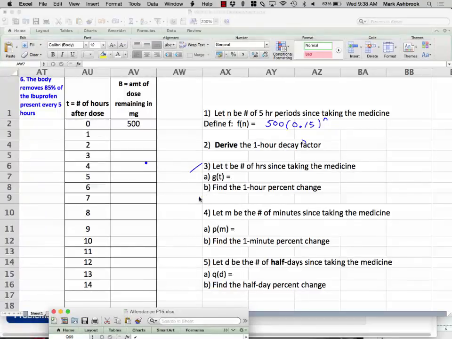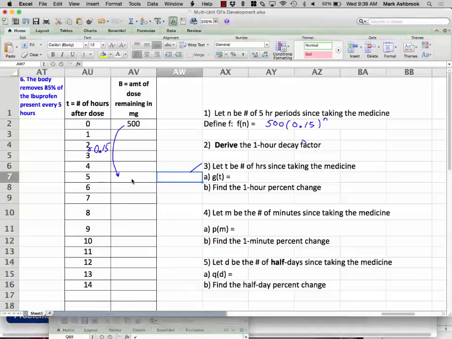Okay, do we like it? All right, so what does that mean? So if we had 500 here, how could we easily find the dose after 5 hours? So we've got 500. What would we do to find the dose 5 hours later? Divide by something or multiply by something? Multiply by 0.15, because that's the 5-hour decay factor. I'm going to multiply by 0.15, and what does that give me? 75.